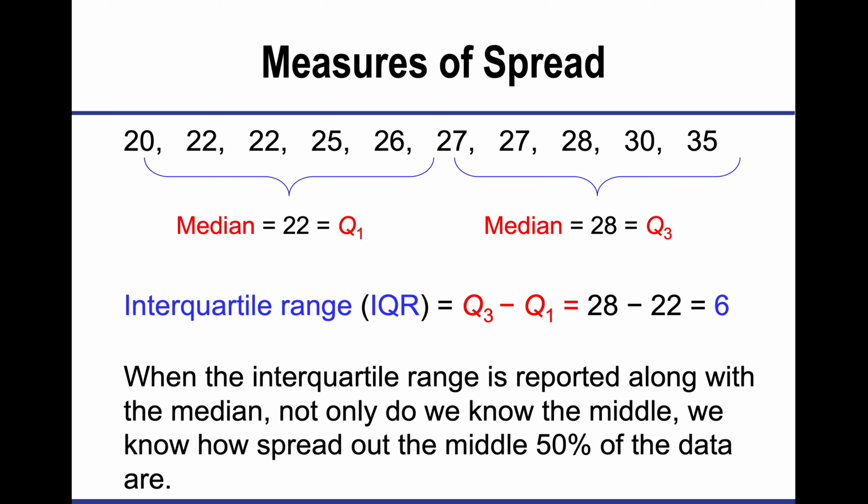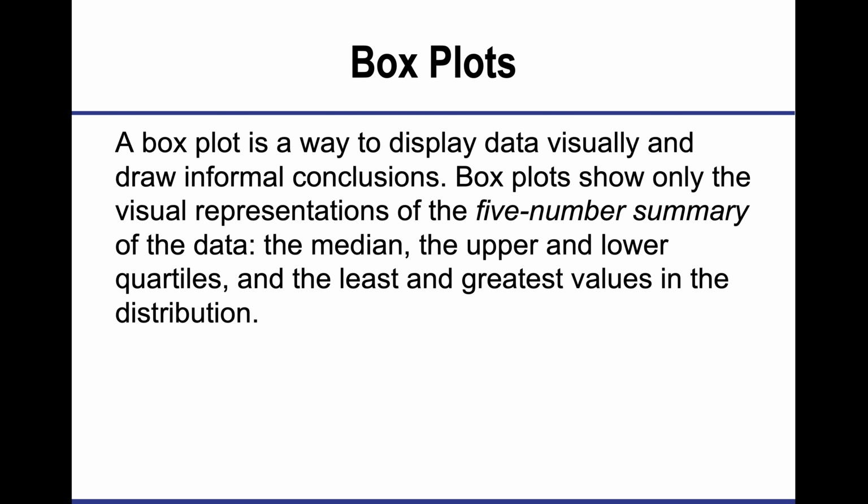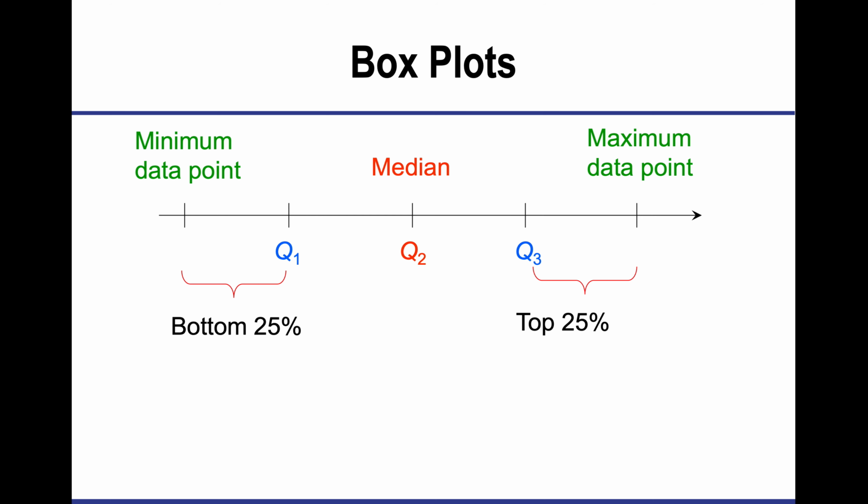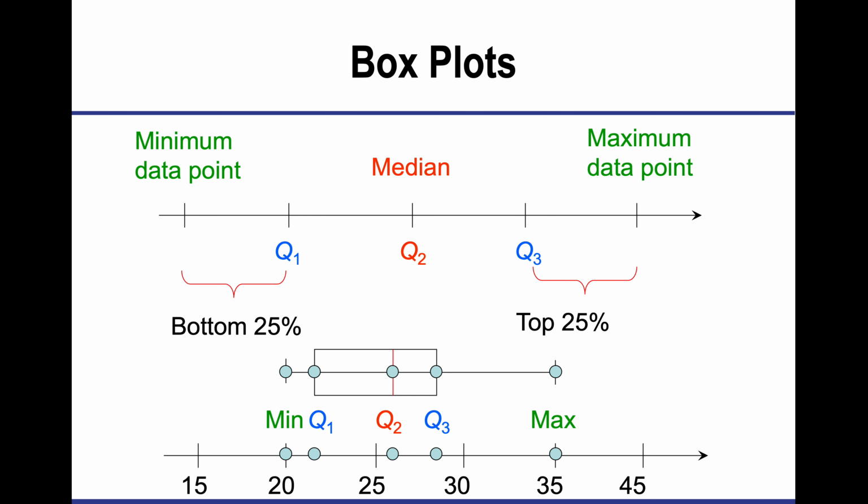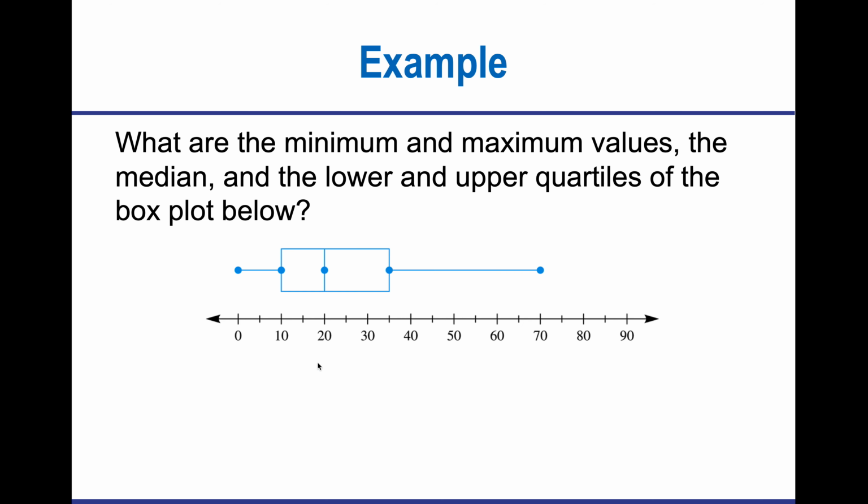So when the interquartile range is reported along with the median, it just gives us a better picture of the spread of the data. Box plots are a more advanced way to show data, and they use the quartile range. When I'm drawing a box plot, I put a vertical line at the minimum data value and a vertical line at the maximum data value. Then I'm going to put vertical lines at Q1, Q2, which is the median, and Q3, and I'm going to connect those in a box and add whiskers to the side to the min and the max.